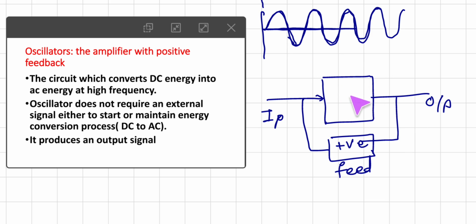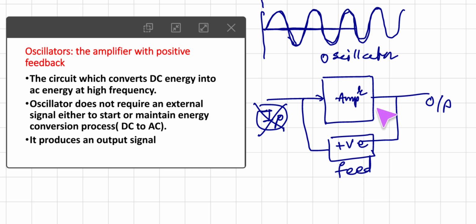But remember the important thing to be noted in an oscillator: it is a circuit which converts DC energy into AC energy at high frequency. That means if this is an oscillator, it does not need input. That is the most important thing. So basically it is an amplifier circuit with positive feedback, and no input is there.